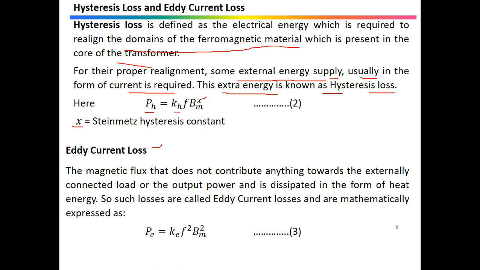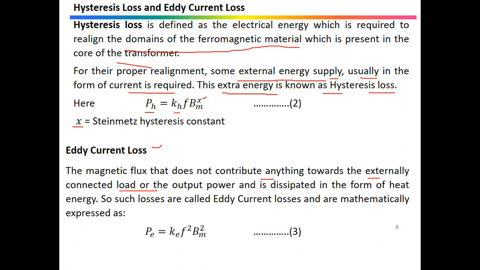Similarly, another type of loss that contributes to iron losses is the eddy current loss. Eddy current loss occurs when an alternating current is supplied to the primary winding of the transformer. It generates an alternating magnetic flux in the winding, which is then induced in the secondary winding through Faraday's law of EMI, and is then transferred to the externally connected load. During this process, the conducting material the core is composed of also gets linked with this flux, and EMF is induced. But this magnetic flux does not contribute anything towards the externally connected load.